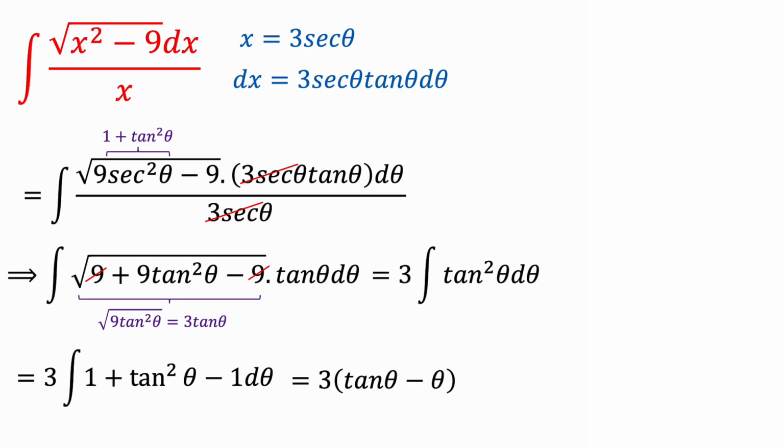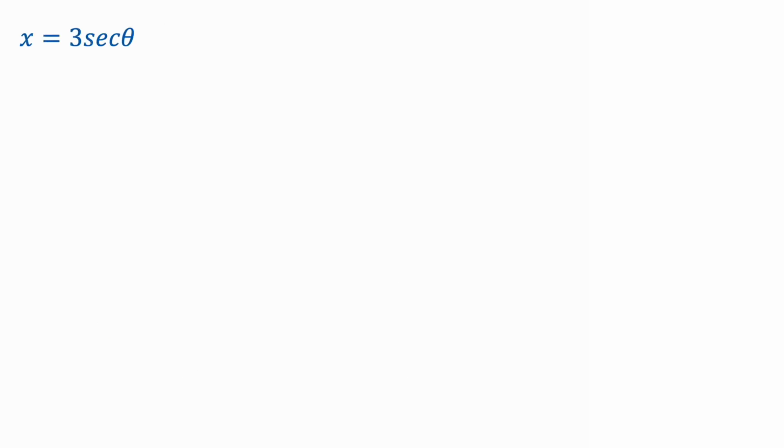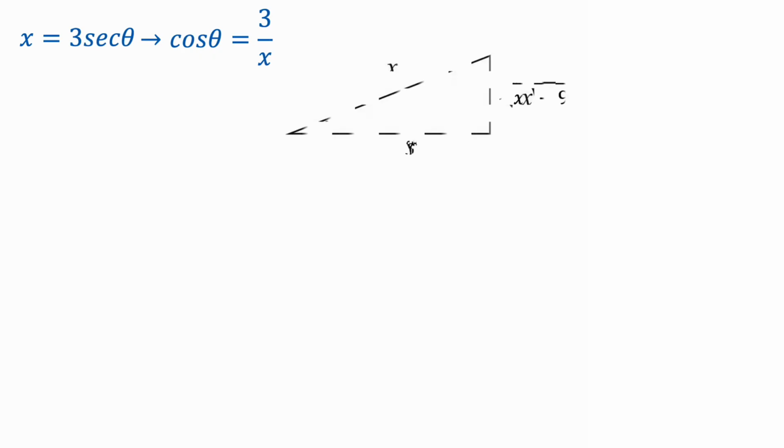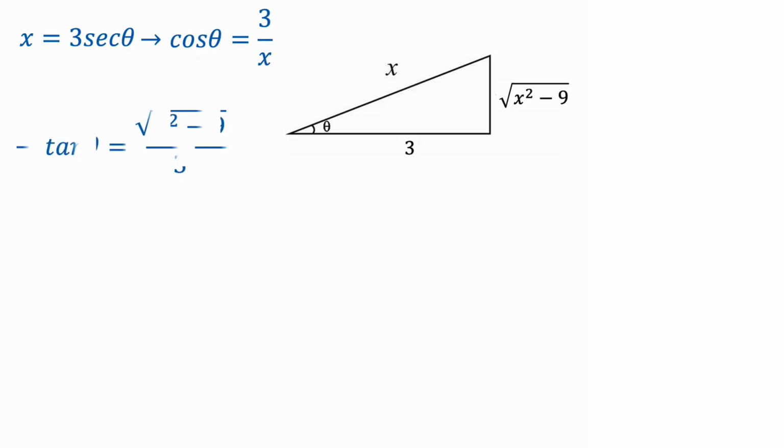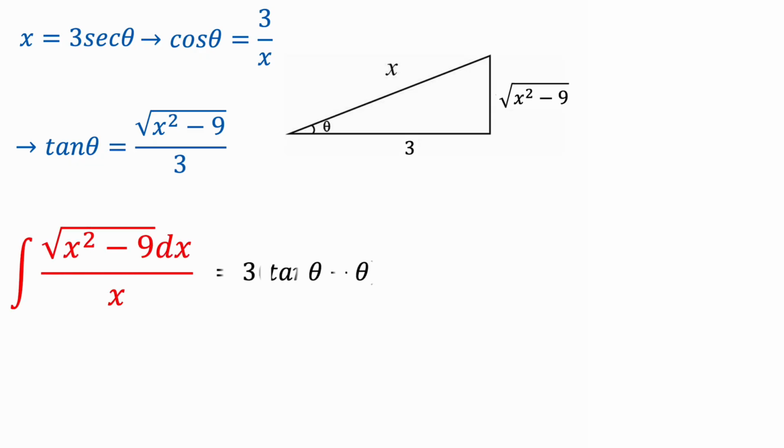Alright, so the answer we have now is in terms of theta. But as is our usual practice, we need to express it back in terms of x. So let's go ahead and bring x back into the equation. What was the substitution we made earlier? We had x equals 3 secant theta. Alright, so if x is equal to 3 secant theta, therefore the cosine theta will be equal to 3 over x. Cosine theta is the adjacent side divided by the hypotenuse. So in this case, 3 is the adjacent side and x is the hypotenuse. Tangent theta is opposite over adjacent. You already know this. So everyone, our final answer turned out to be 3 tangent theta minus 3 theta.